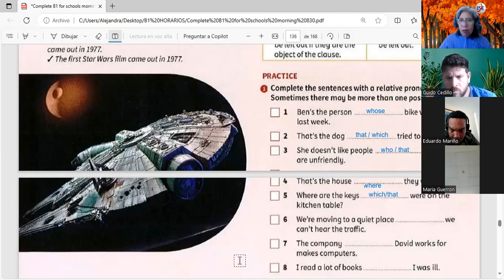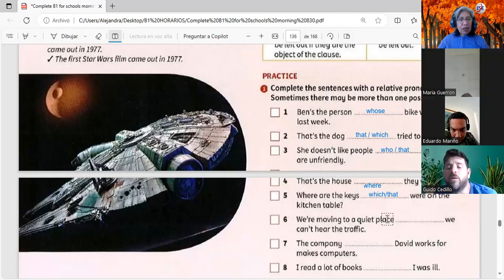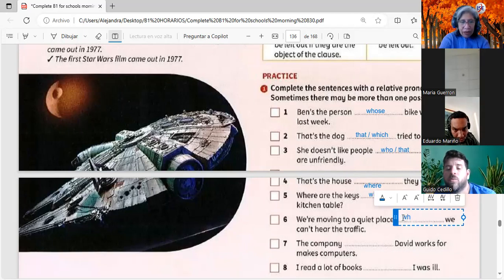Eduardo, we are moving to a quiet place. We can't hear the traffic. I'm talking about a quiet place. That. I'm talking about the place. Guido, if I'm talking about the place, what shall I use? Where. Yes, Guido and Maria were right. Because I'm talking about the place. Place is where.